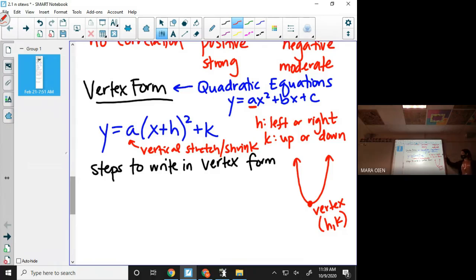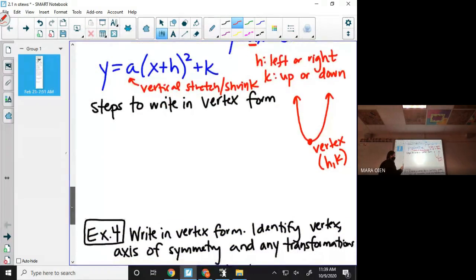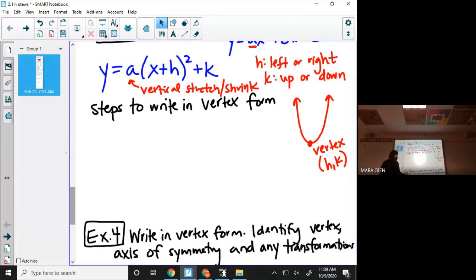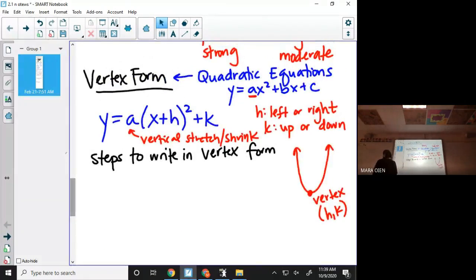So when I say that it moved left or right, I'm going to take that center point and move it left or right. And if I say it moved up or down, I'm going to take that center point and move it up or down. And then I'm going to try and graph it from there. Okay, so we've got a few steps for writing this in vertex form. I'm going to give you guys a second to get that there.